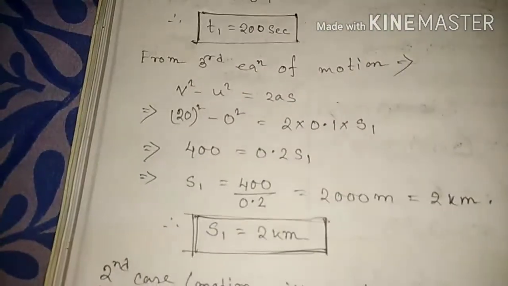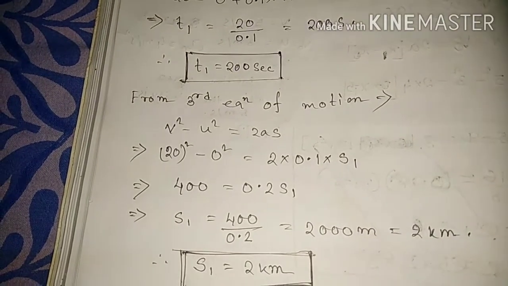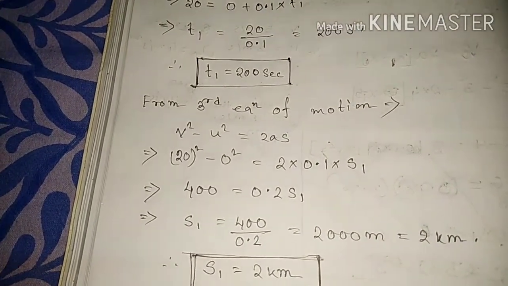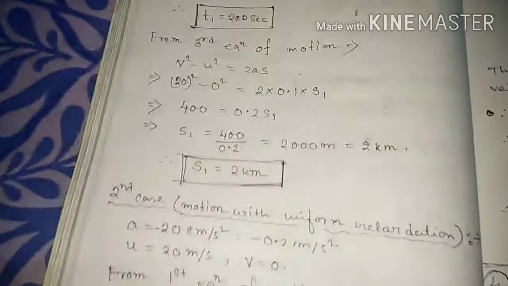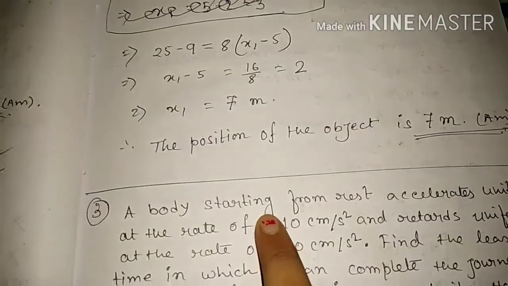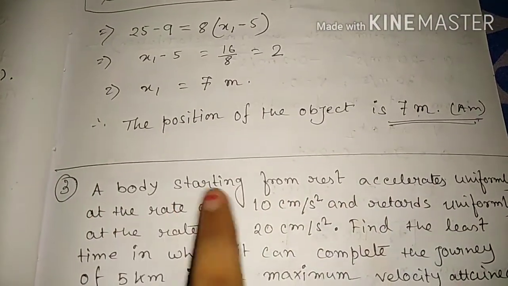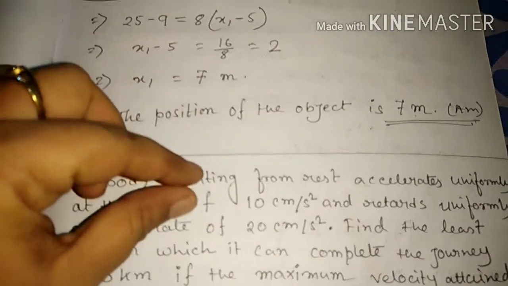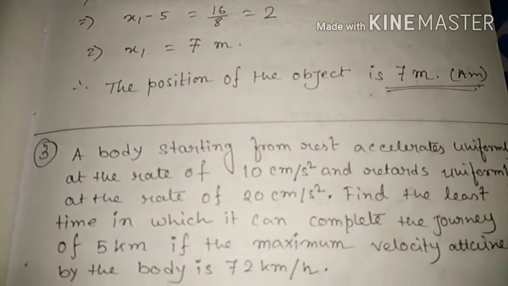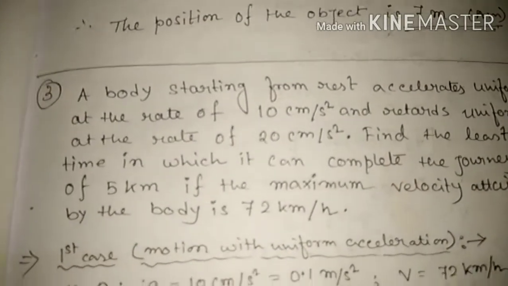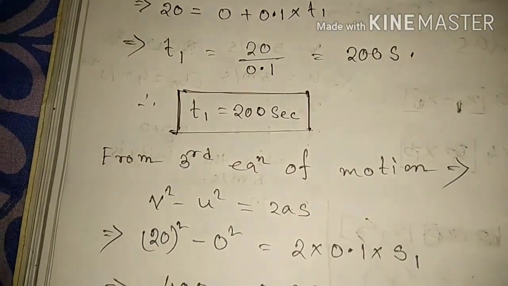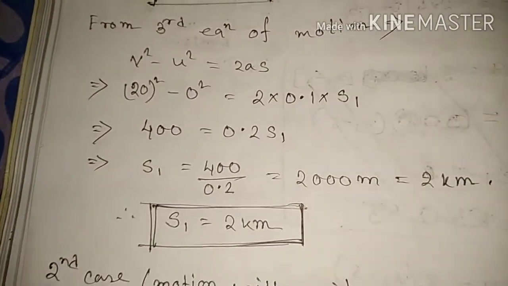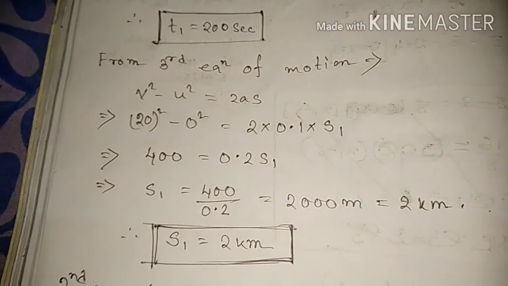Now from the third equation of motion, v square minus u square equals 2as. The v value we know, u is 0, 2 into a into s1. We find out s1. This is the first case. First case, that means a body is starting from rest, accelerating uniformly at the rate of 10 centimeter per second square. Up to this is the first case. From the first case, first we find out the time t, and how much distance it will cover. So time we already found, that is 200 second, and using the third equation of motion, we find out the distance it covered in this time.